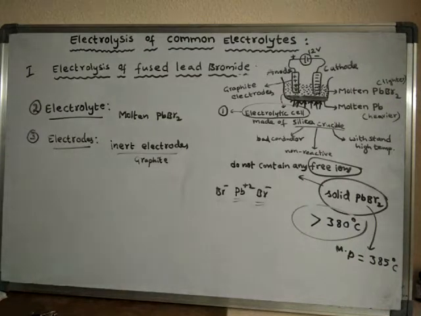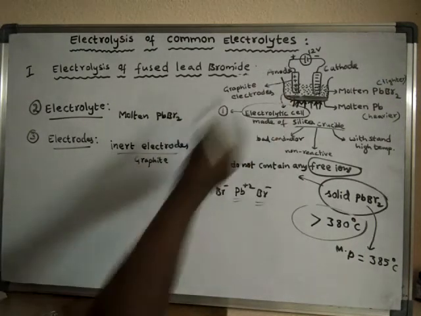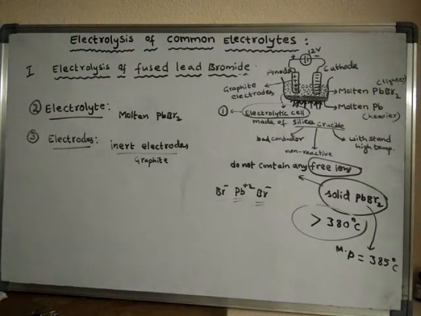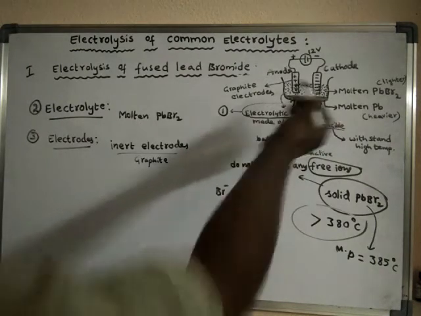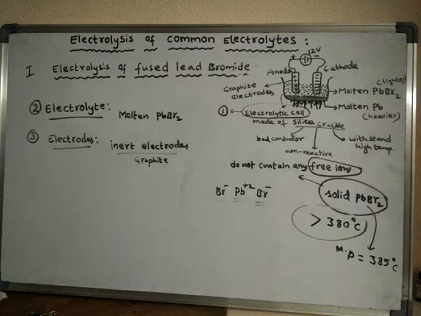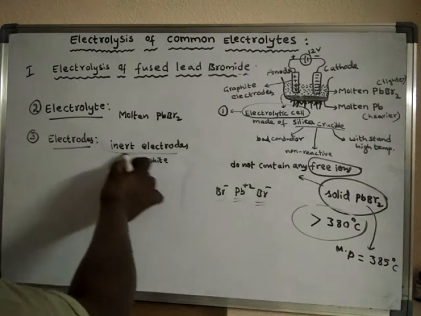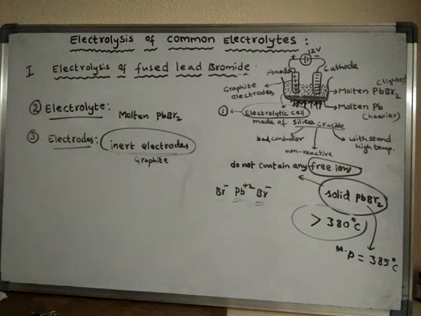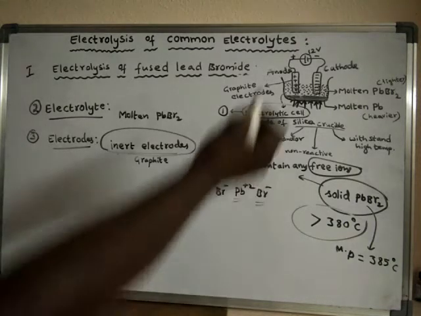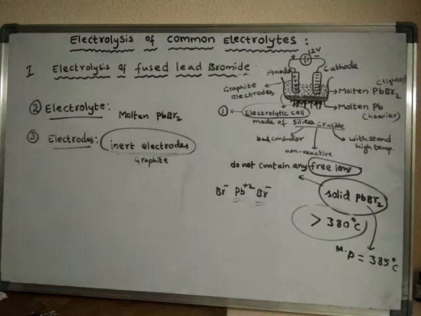That means we use inert electrodes. Why should we use inert electrodes? To avoid the reaction of the electrodes with the products formed during the process. Then why should we choose graphite? Graphite electrode is used in preference to other electrodes like iron and platinum because it does not react with the products formed during the electrolysis process.